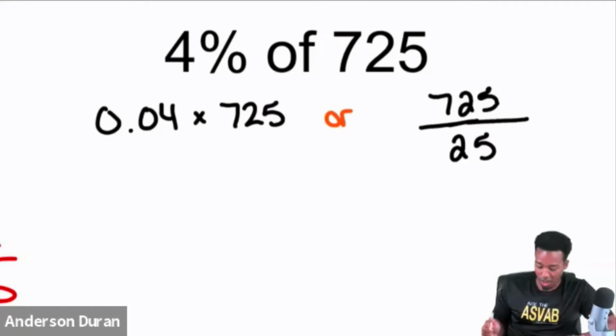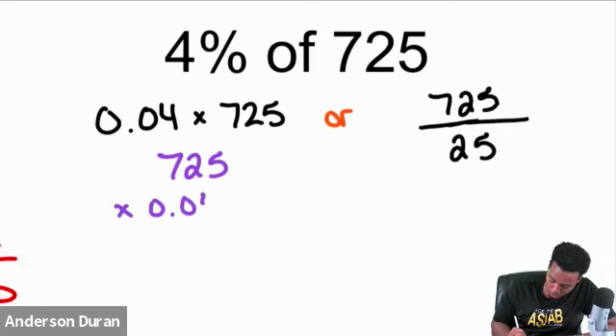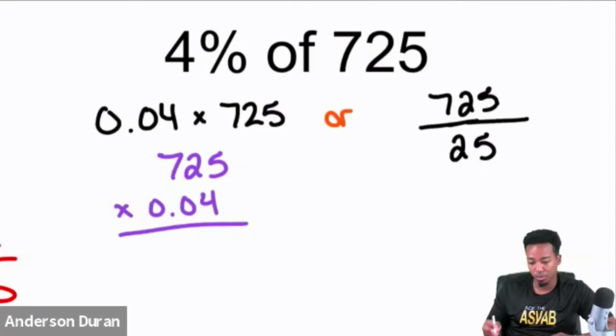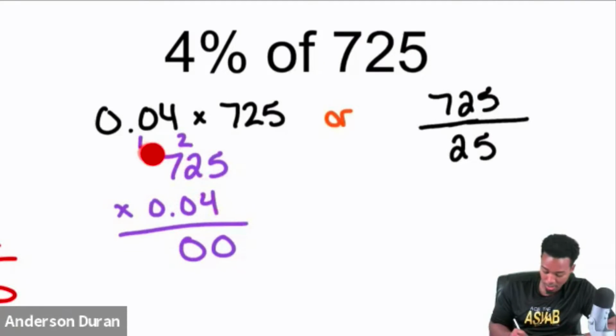So 725 multiplied by 0.04. Let's get to it here. Right there, 0.04. And let's go. So 5 multiplied by 4, that's going to give us 20. Then 2 multiplied by 4, that's going to give us 8. Carry that 2, it's going to give us 10. And then over here, 7 times 4, that's going to give us 28. Carry that 1, and we get 29.